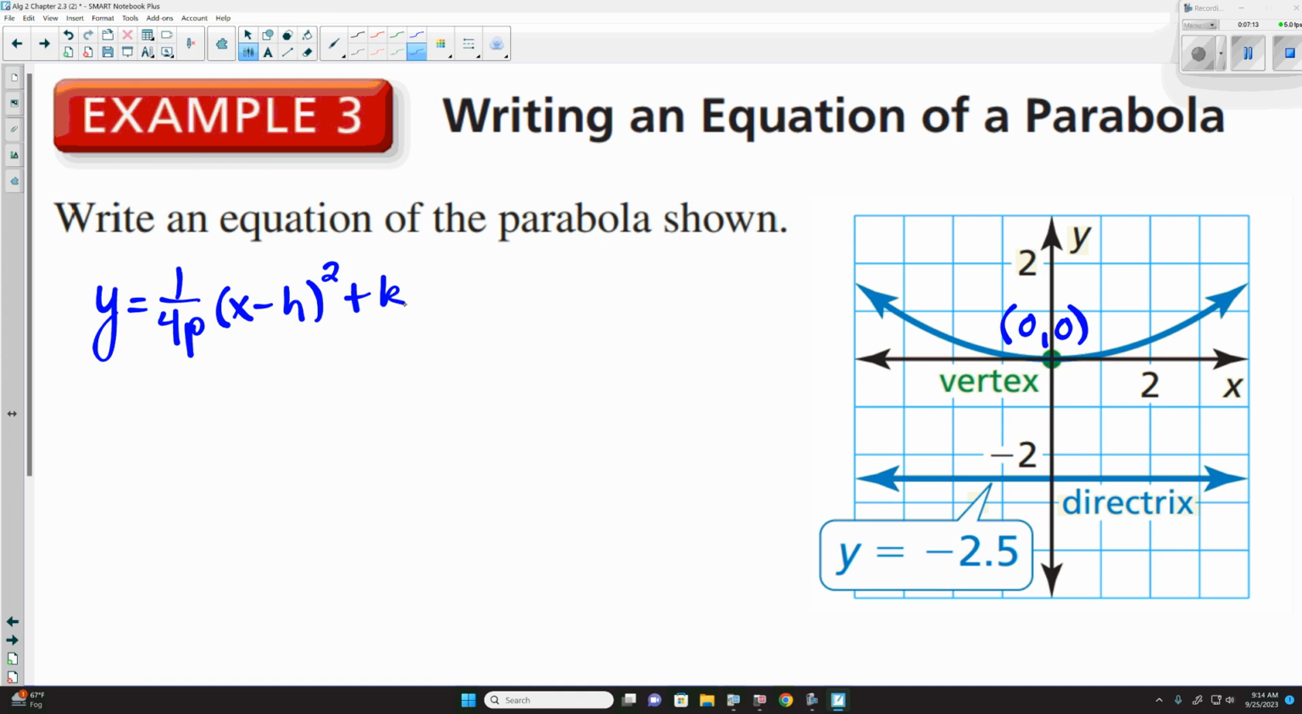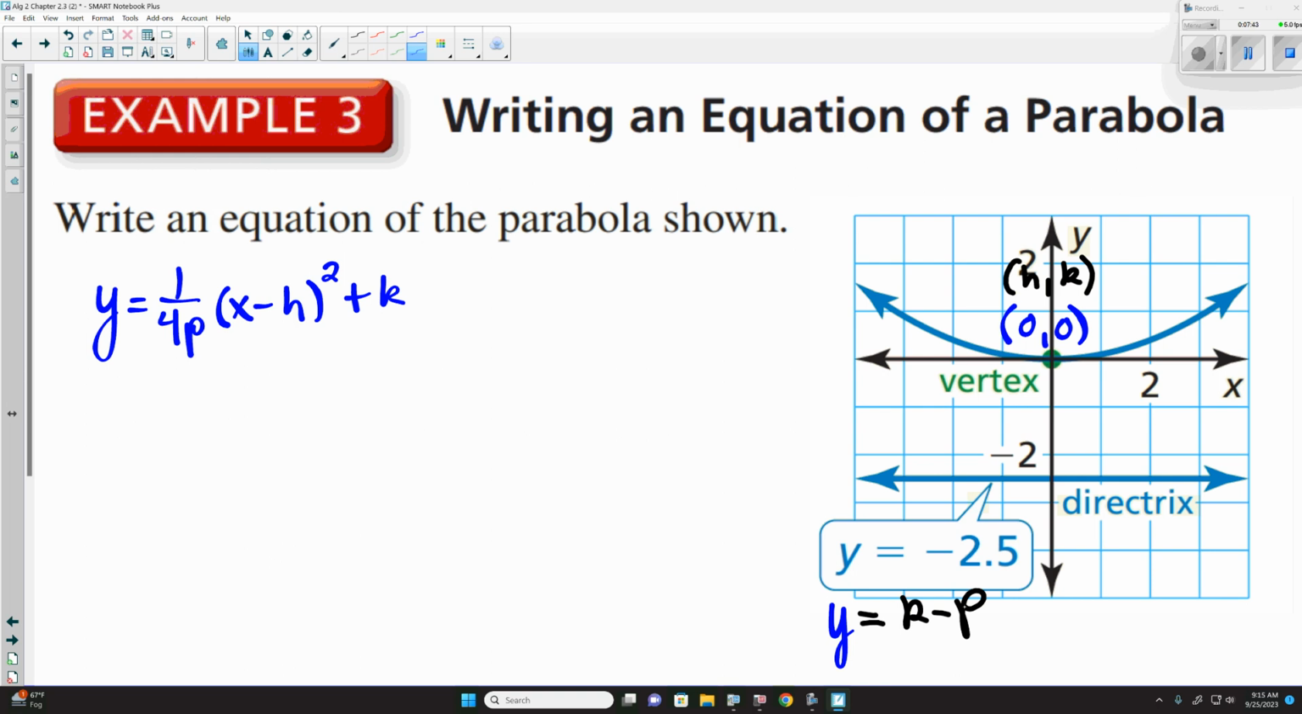Well, they gave us the vertex again at the origin, so it is still 0, 0. Now, they were nice enough this time, they gave us the directrix as y equals negative 2.5. They told us what it was. Now, in a general form, the vertex is the point h comma k. Our directrix is y equals k minus p.